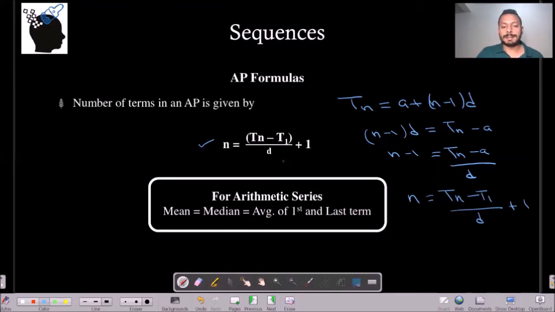Now the last formula in this is, remember, in case of an arithmetic series, the mean of the series will also be equal to the median of the series and will also be equal to the average of your first term and last term. Now given these formulas, let's try and solve some problems for arithmetic progression.